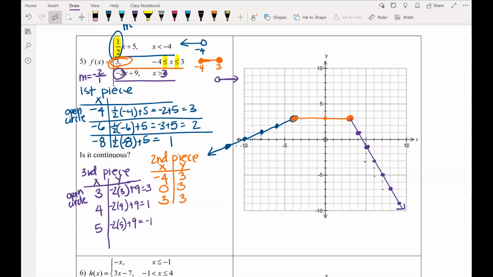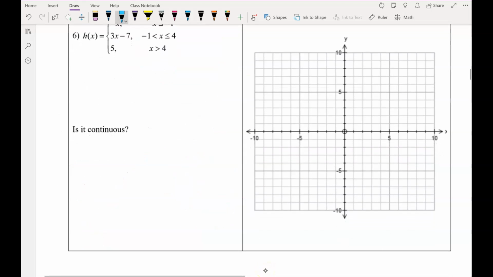But because the 3 pieces, they connect, right? What does that mean? That means I can graph and graph and graph. Look at that. At no point did I have to lift up my pencil. So is this continuous? Yes, it is. Woo, woo. So let's do this one.